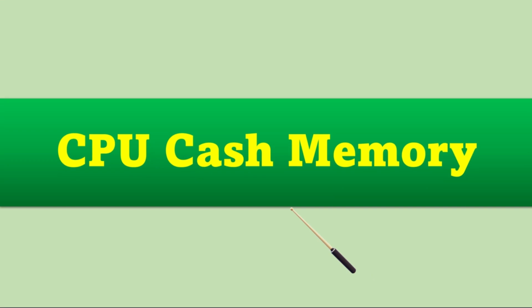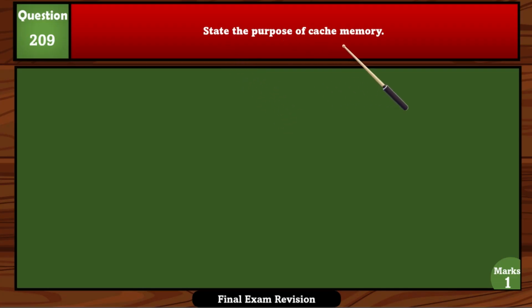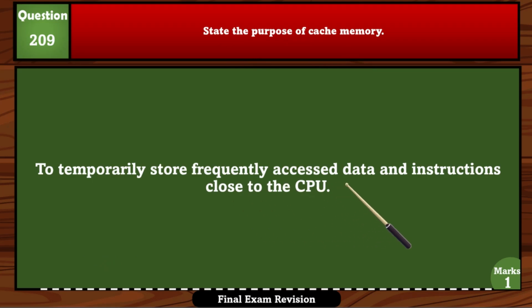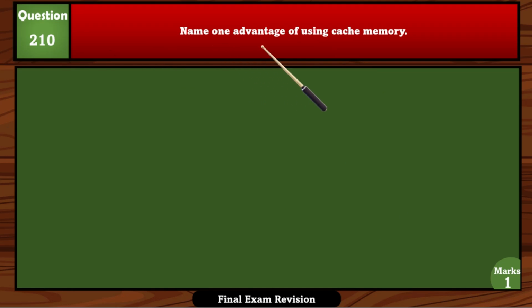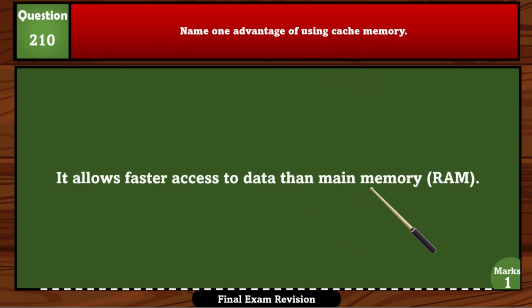CPU, cache, memory. Question 209. State the purpose of cache memory. Temporarily store frequently accessed data and instructions close to the CPU. Question 210. Name one advantage of using cache memory. It allows faster access to data than the main memory.